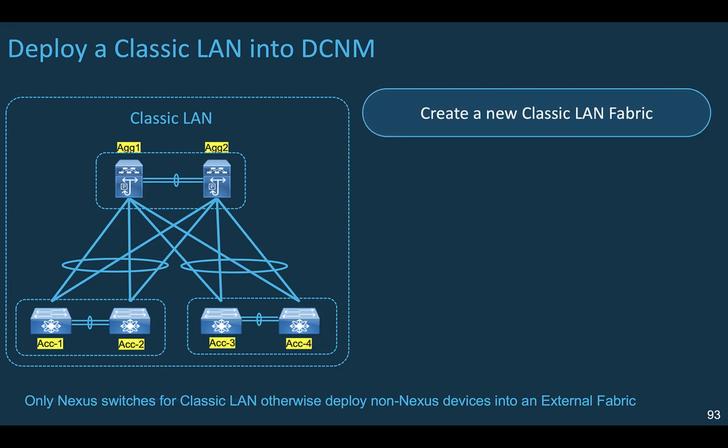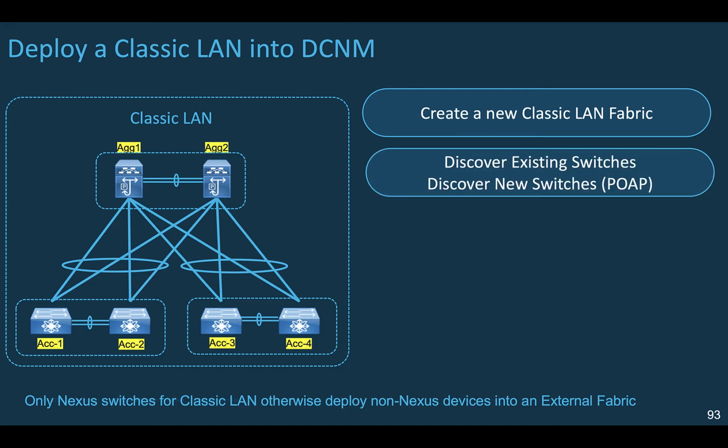First, you need to create a new fabric using the Classic LAN template. Then you need to add the switches into your Classic LAN domain. Either you discover the existing switches based on their reachability information, or you can use POAP, the power on auto provisioning, for example, if the Classic LAN is built from the ground up.